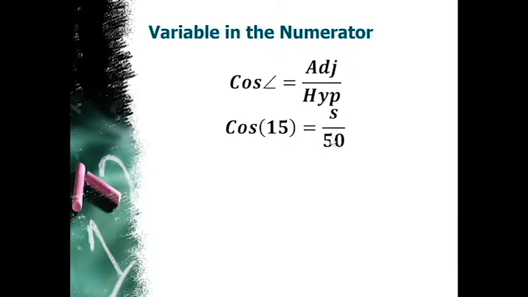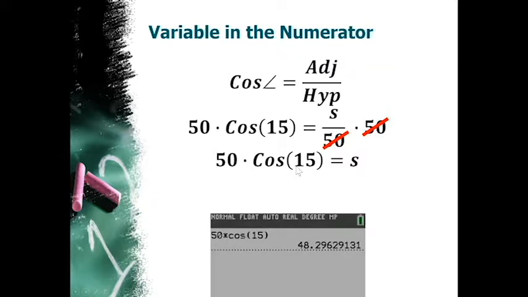Now these are probably the cleanest setups that you're going to run across on these with a variable in the numerator. Since it's division and you're dividing the variable by a number, you would simply multiply both sides by 50, getting these 50s over here to cancel each other out, leaving you with the equation s equals 50 times the cosine of 15.